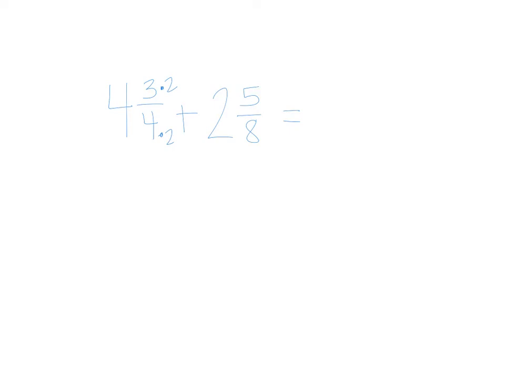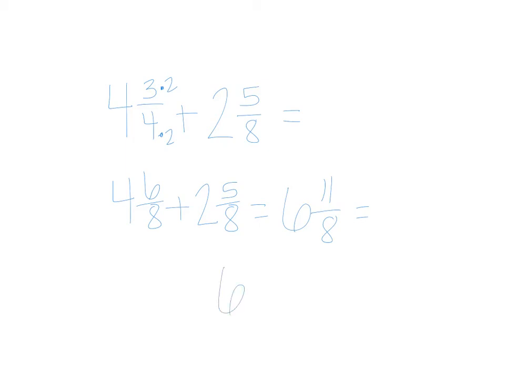So I'm going to rewrite this then as 4 6/8 plus 2 5/8. So 4 plus 2 is 6. 6 plus 5 is 11. And then I keep my denominator. So I have 6 11/8. I have a mixed number with an improper fraction. I need to convert my improper fraction to a mixed number.